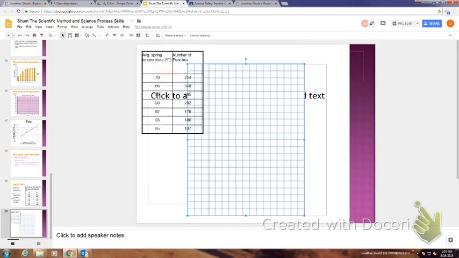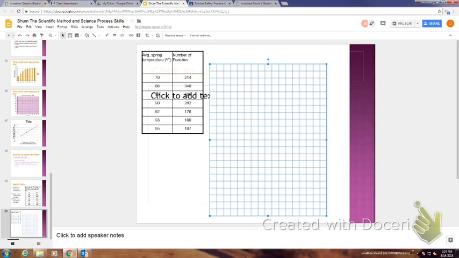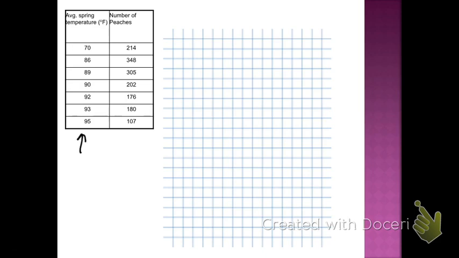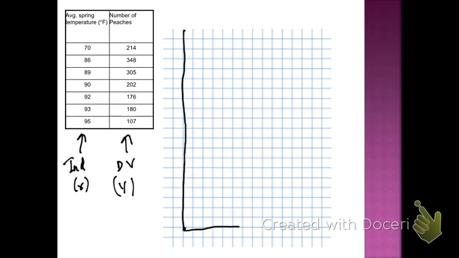So what's the first thing we need on a graph? Well, let's remember, here's your independent variable. So that's on your x-axis. Here's your dependent variable. And so that's on your y. So let's make your axes first. And I can't draw very well, but I can do this. And so make sure it's on the line. All right, so our independent variable is on the x-axis.